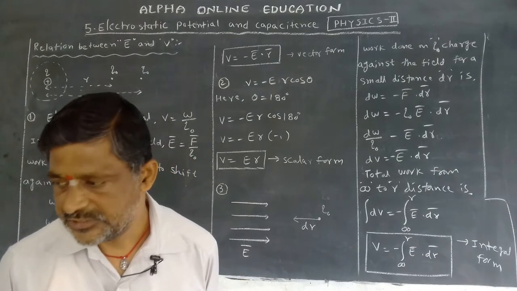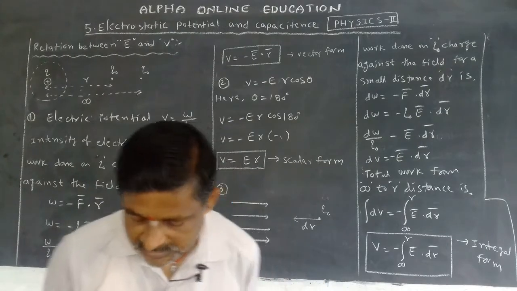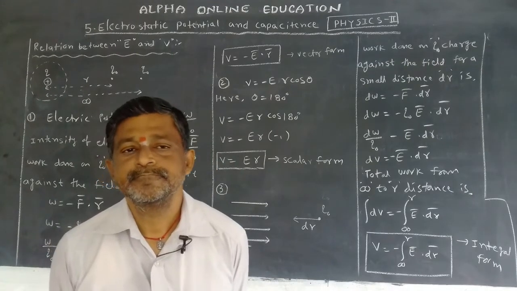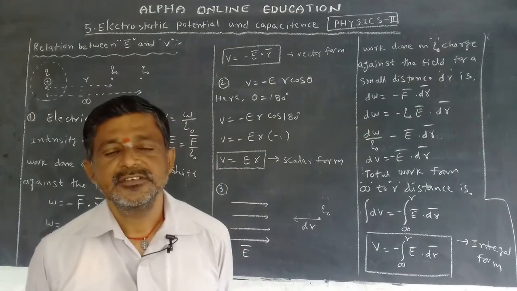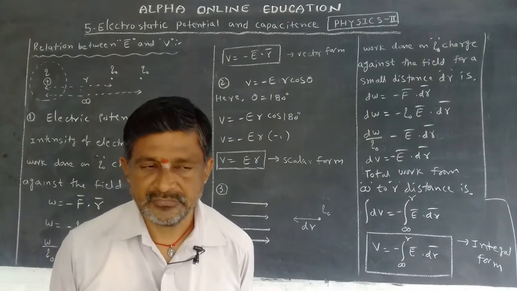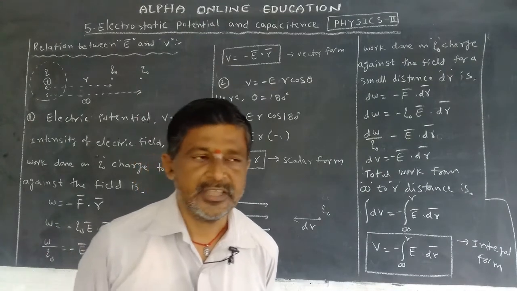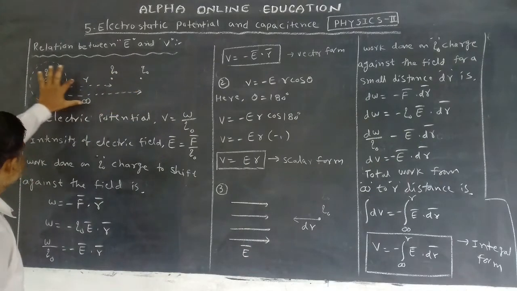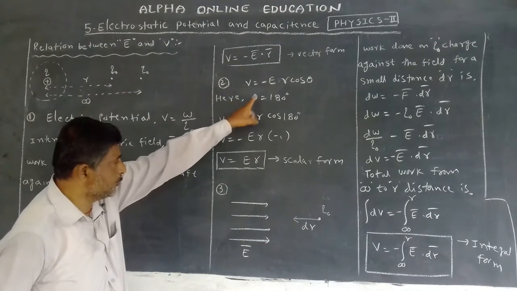when a charge is shifted against the field, the potential is taken positively. If a charged particle is shifted towards the field, meaning away from the charge, then the electric potential is taken negatively. Means if the charge is shifted against the field, potential is positive. If the charge is shifted in this direction, potential is negative. Okay.